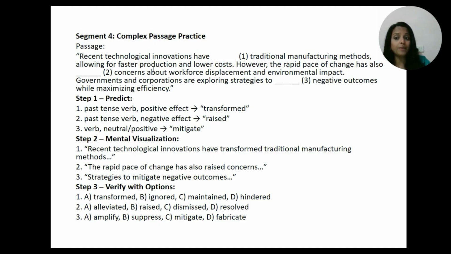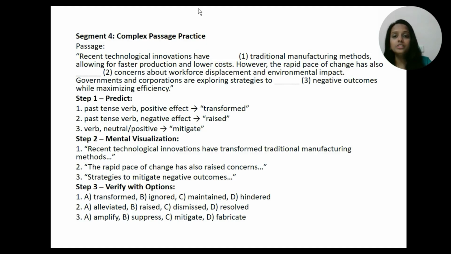For the first one, past tense, that should come as a verb and then the positive effect. So you can just think about the word transformed. I'll go with the first blank with all the 3 steps. Then I will go with the second followed by the third. And the second step for the first blank is: recent technological innovations have transformed traditional manufacturing methods. So the options are transformed, ignored, maintained, hindered. Now, when you put the collocation logic, it works with the word transformed, right?